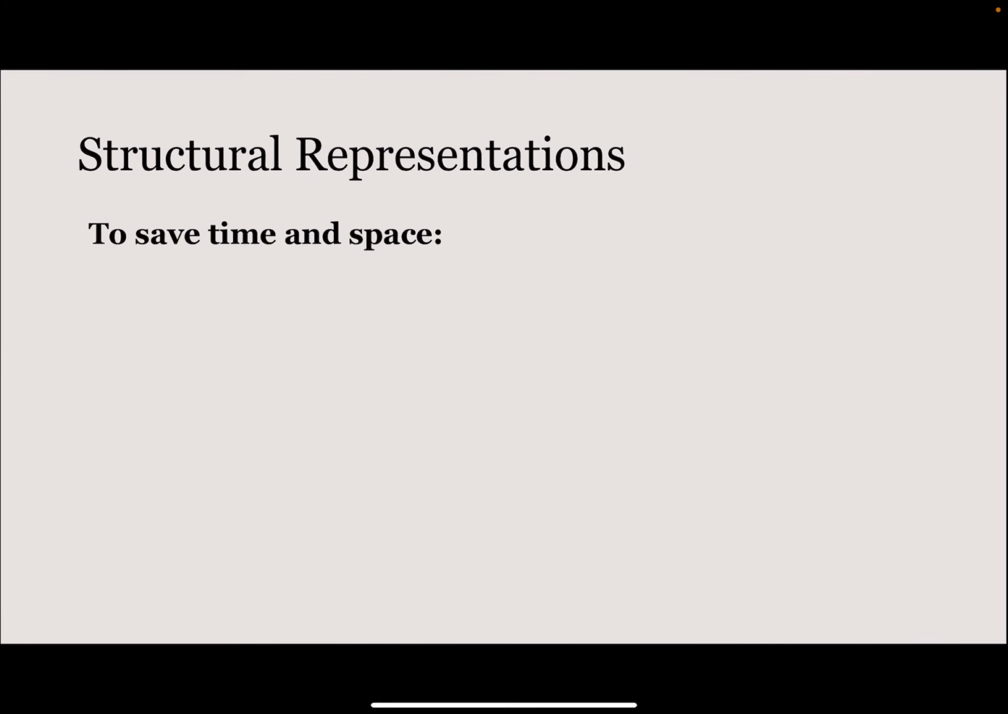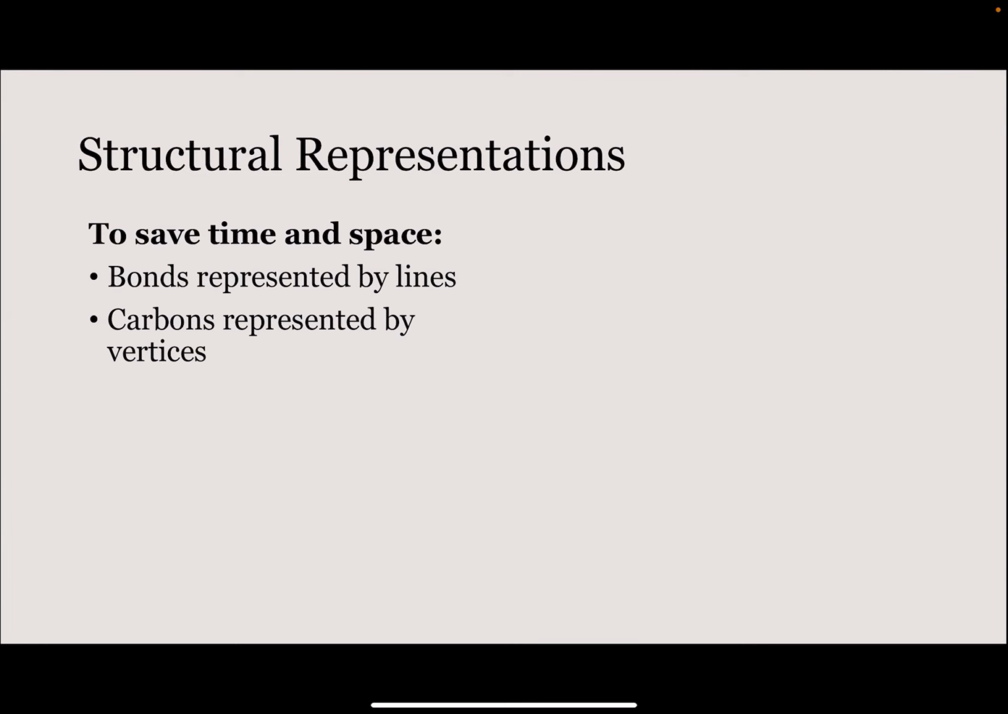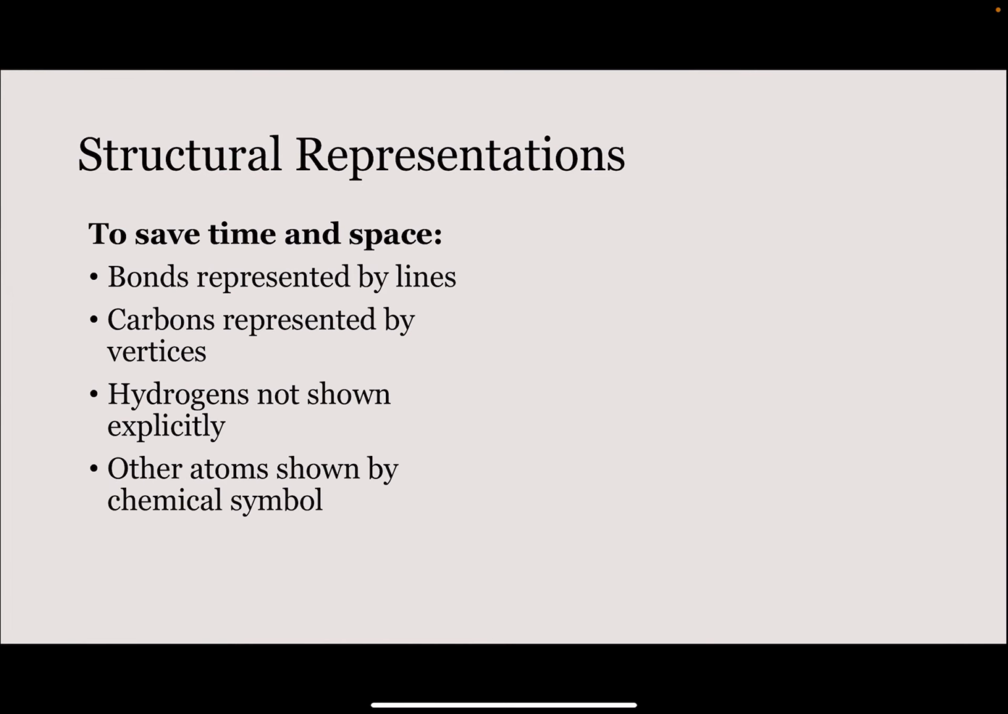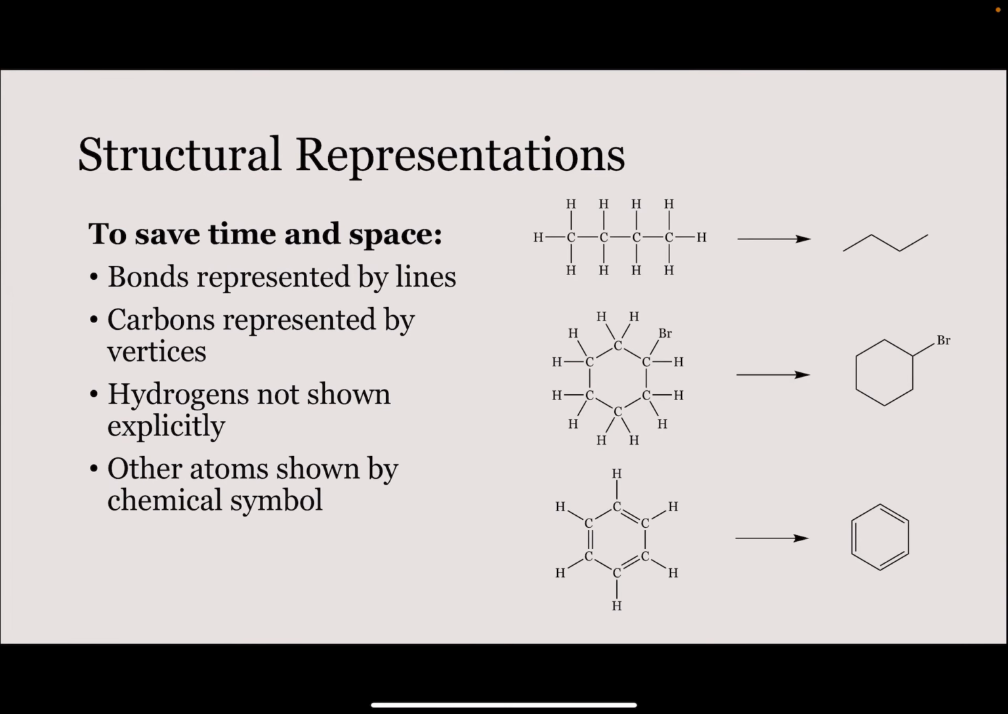Now, in organic chemistry, we don't like to draw out every single atom because that gets a little bit tiring. So we have a few rules that allow us to save some space. We represent bonds with lines. We represent carbons with the vertices. We represent hydrogens by not showing them explicitly. And we show other atoms by chemical symbol. So what this looks like is something along the lines of this.